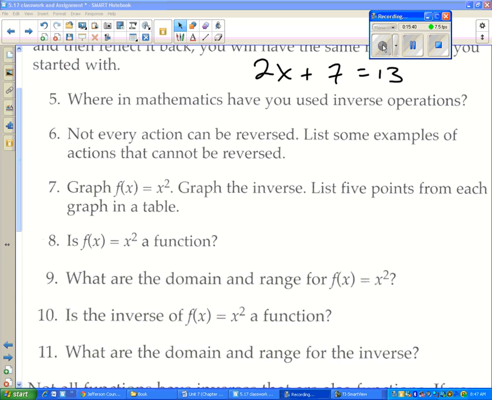Like I just said, number 7, graph f of x equals x squared. Graph the inverse. List 5 points from each graph in the table. On your paper, please draw an xy axis. Let's draw the graph f of x equals x squared.